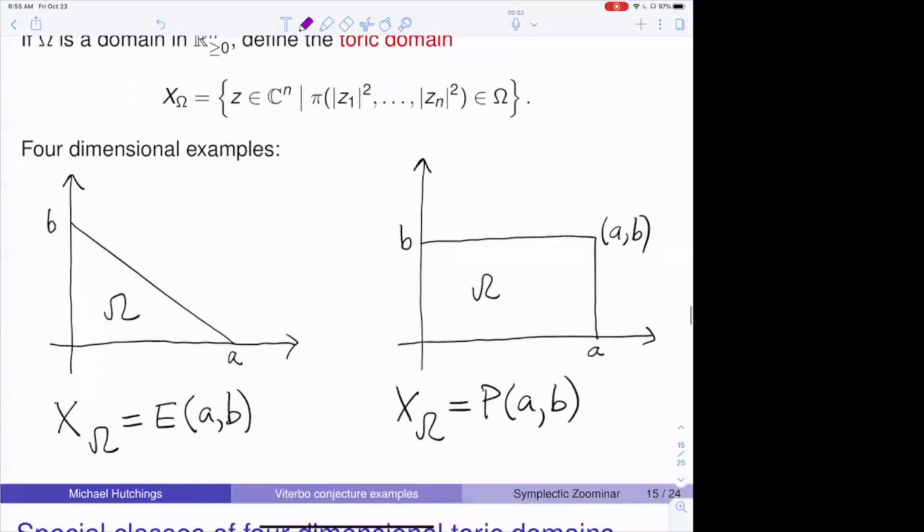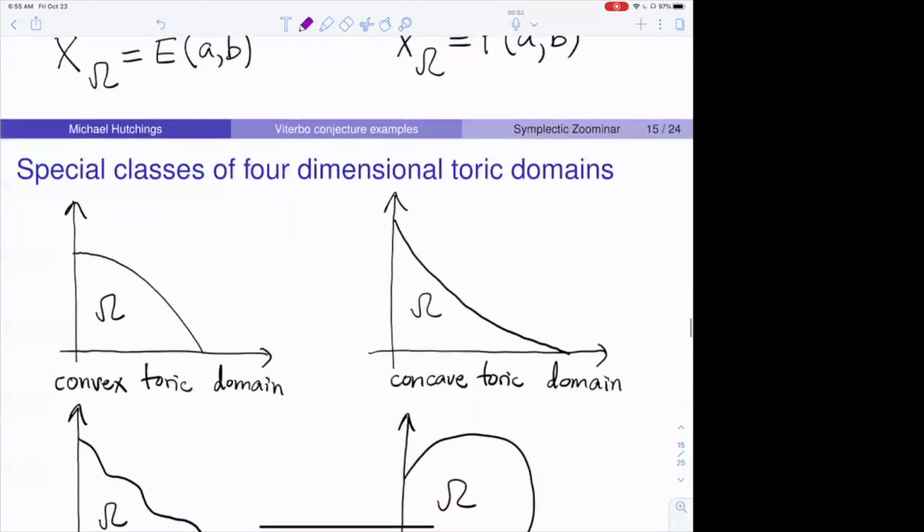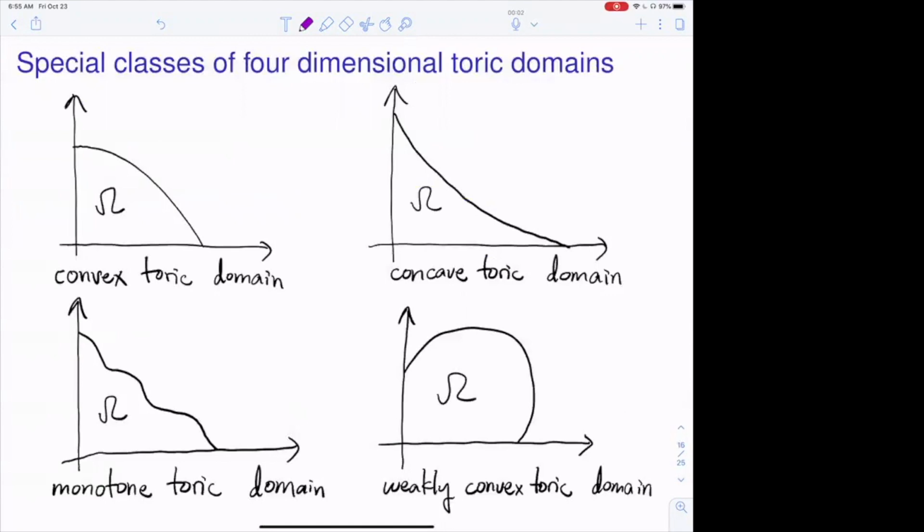And there are some particular classes of toric domains that I want to talk about. And instead of writing down the definitions, I'll just draw pictures to give you the idea of what these are. So a convex toric domain looks like this. So omega itself is convex and it's not allowed to dip down.